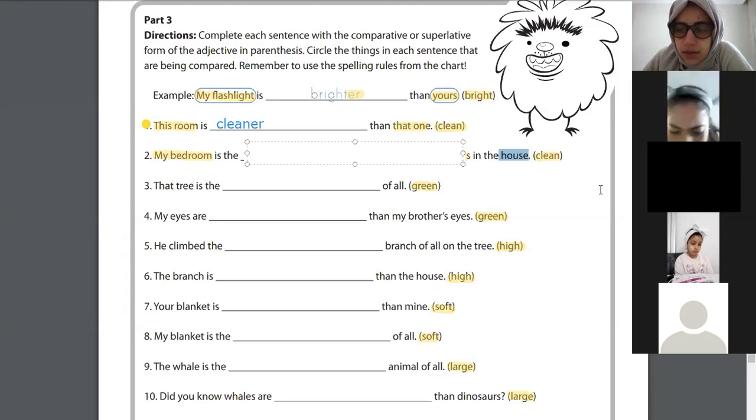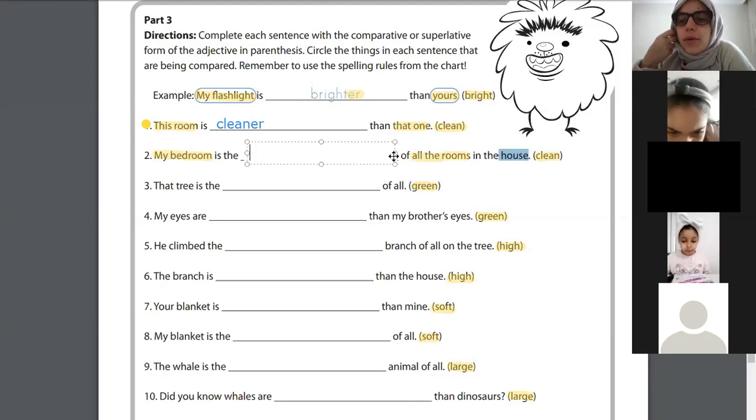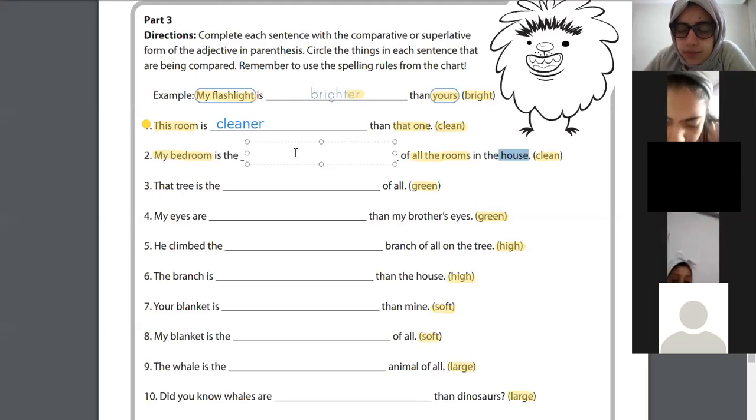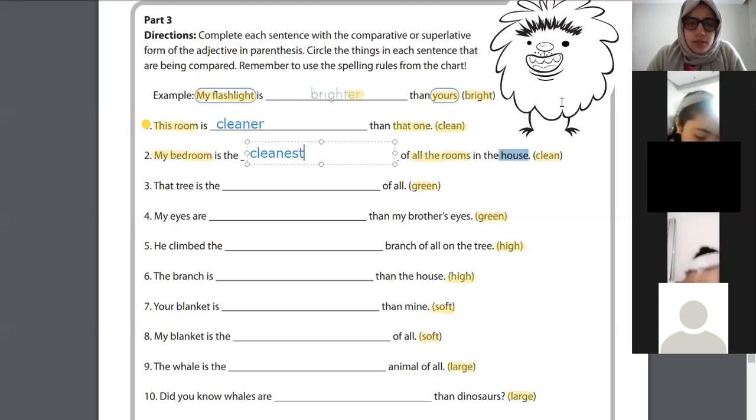I'm saying that if I'm comparing between two nouns, I need to add ER. If it's one and a lot, I need to add EST. So here I have one bedroom and a lot of bedrooms. So do I add ER or EST to clean? EST. Good job, Salam. So I'm adding EST. Thank you, Salam.